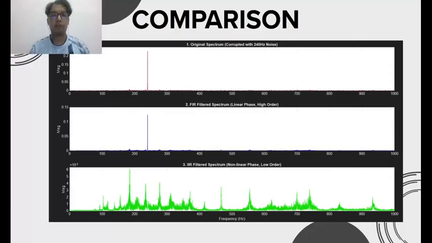So for comparison between these two filters, which are FIR and IIR, we're going to play the original audio first.